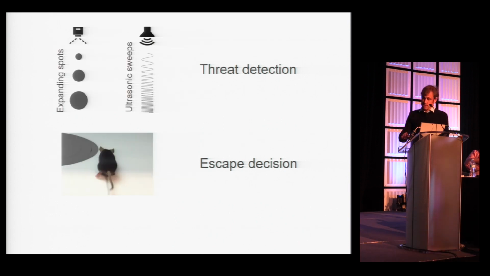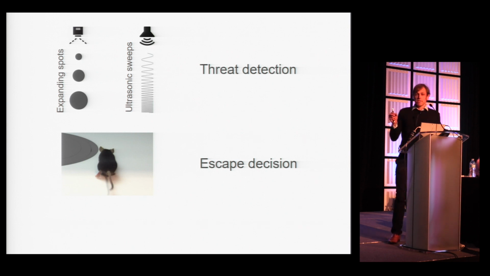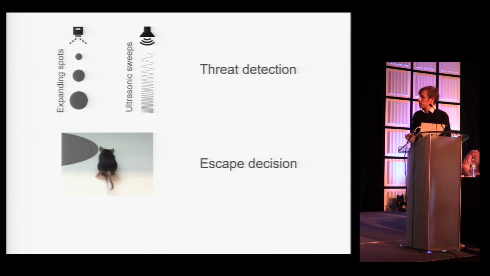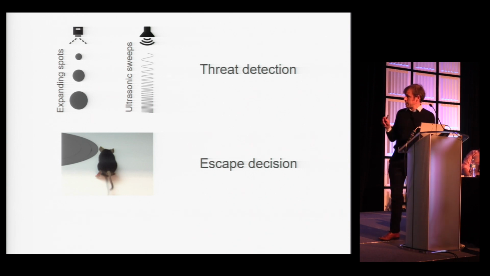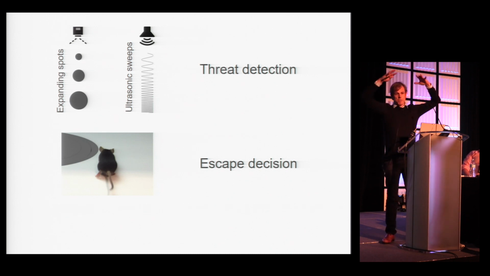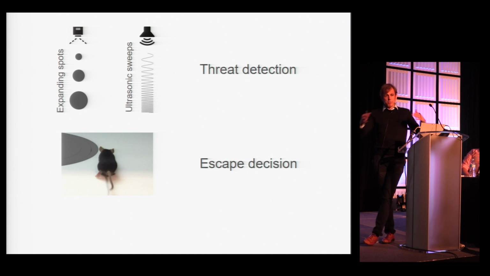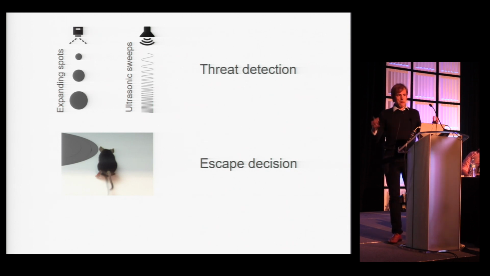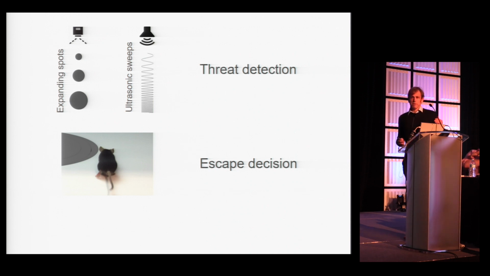We don't work with iguanas and snakes. We work with mice. And in mice, we use sensory stimuli that are innately aversive to trigger escape responses. We work mostly with two types of stimuli. Expanding dark spots projected from above that mimic an object on a collision course, or perhaps a predator coming from above. This stimulus has been used very widely in the literature for many, many species, and was introduced to the mouse neuroscience community by Markus Meister's group a couple of years ago. It's a very powerful stimulus.